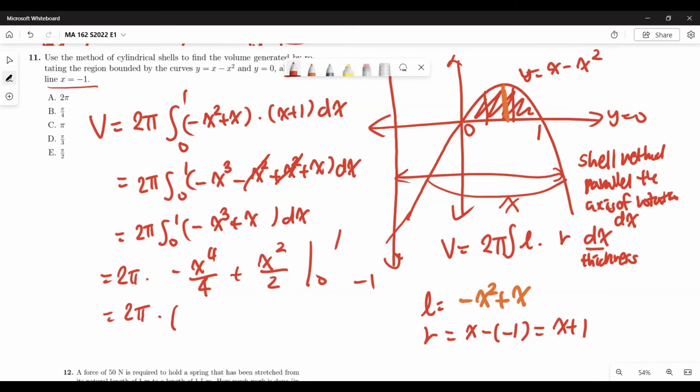2 pi times negative 1 over 4 plus 1 over 2. This is just 2 pi times 1 over 2. So, wait, this is just 2 pi times 1 over 4, my bad. So this just becomes pi over 2. So the answer is E.